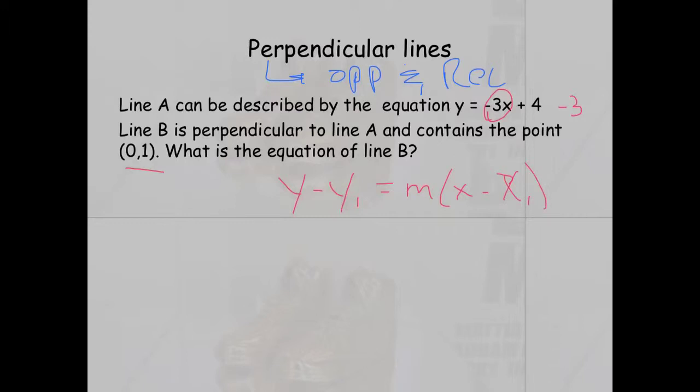Magical equation. So magical. Next, x sub 1. All right, so let's plug stuff in. We know a point, so let's use that. This is our x, this is our y. Y is 1, so we're going to subtract 1.